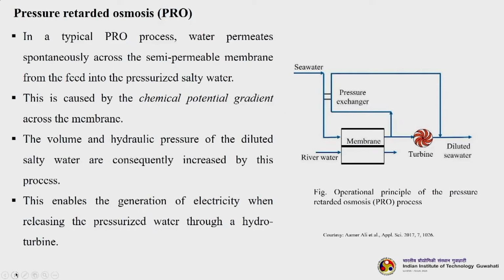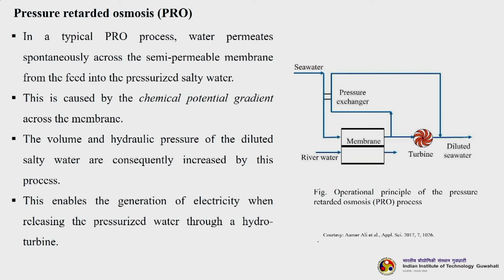Let us understand what PRO, or pressure retarded osmosis, is. This is one of the classic examples of a membrane system itself being used to generate electricity. Now, how does it happen, let us understand. In a typical PRO process, water permeates spontaneously across the semi permeable membrane from the feed into the pressurized salty water.